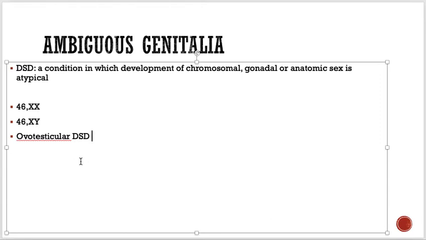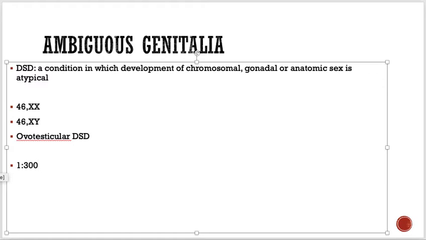Now, the incidence of these genital abnormalities at birth is quite high. You can say 1 in 300 births have this. So what happens in these patients? What is the etiology behind 46XX, 46XY, or ovotesticular DSD? In this one, we are going to study just one condition, called congenital adrenal hyperplasia.